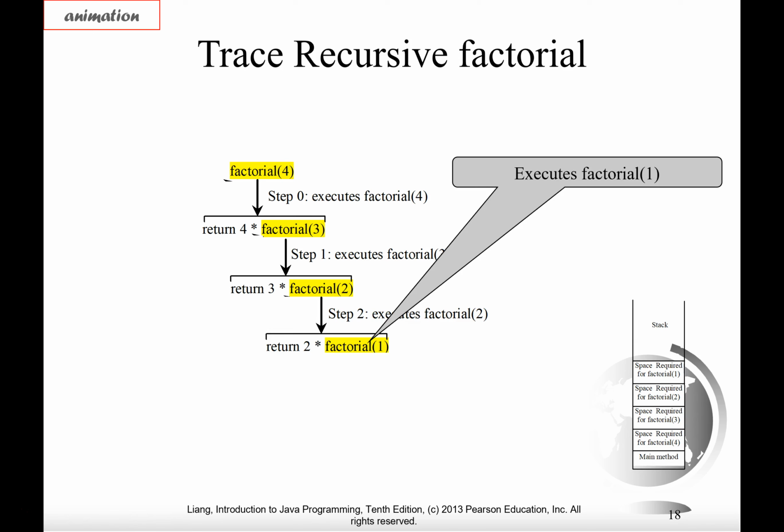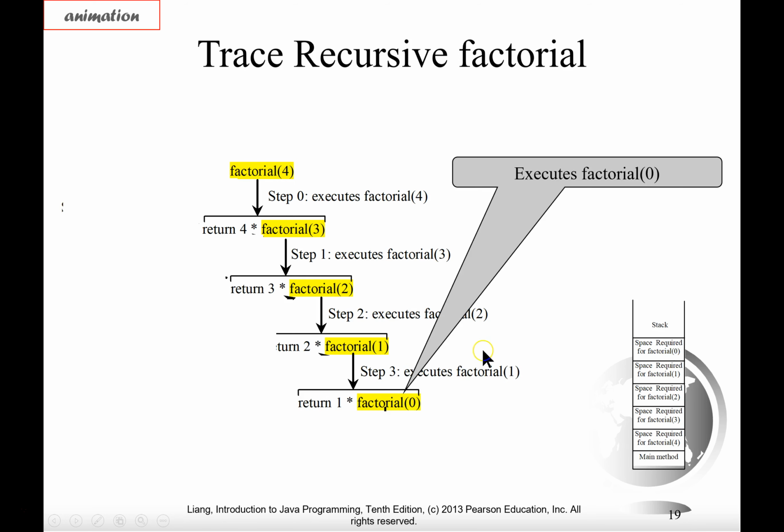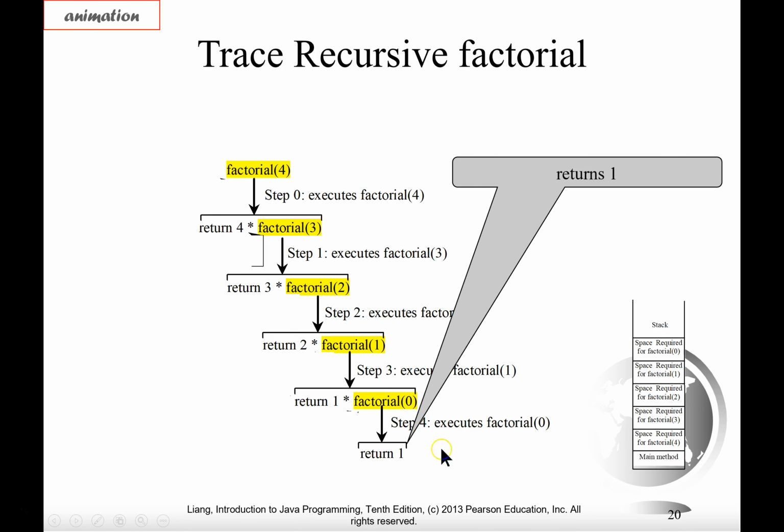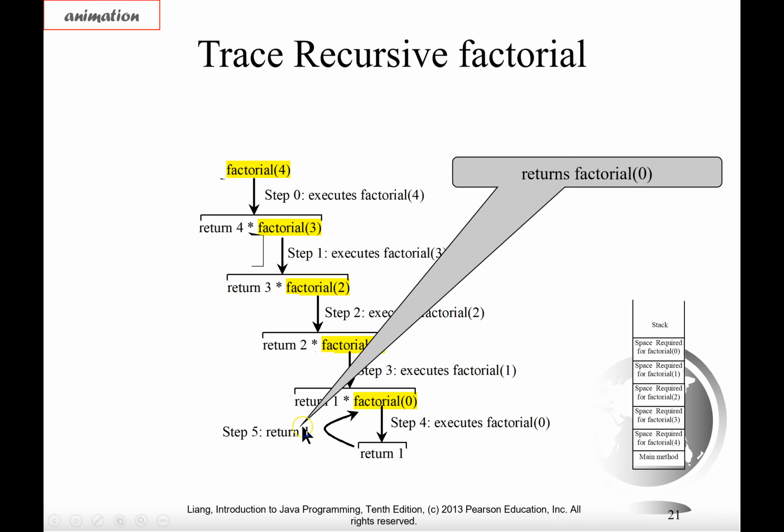And then we make another recursive call. So we execute factorial of 1. The space required for factorial of 1 gets added to our stack. And then in step 3, we execute factorial of 1. So now we've drilled down to a factorial of 0. If we execute factorial of 0, that will return 1. So we've reached the base case. Now what we need to do is go back through the stack and return all of the values to the methods where we called our factorial in the previous steps.